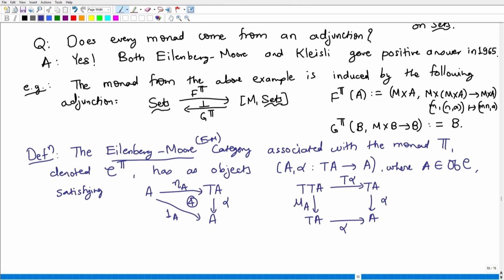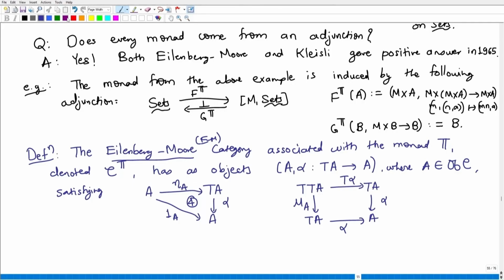What is this one trying to say? If you take multiplication on T, you do that first and then you apply the algebra operation, then that is the same as doing alpha two times, which is our usual monoid action property. Let me remind you what that is.